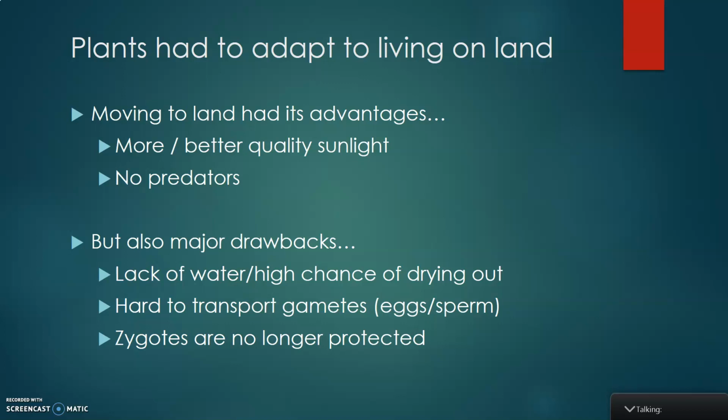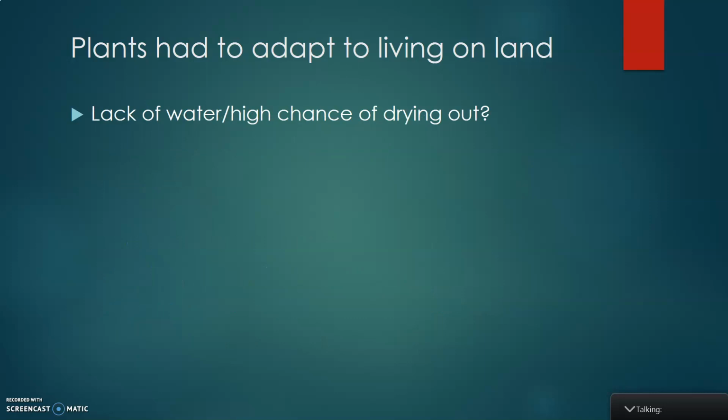And one is that there's a lot less water on land, and so there's an increased chance of desiccation, or drying out. It's also harder for plants to transport their eggs and sperm, or their sex cells or gametes, on land than it is through the water. And in addition, once those eggs and sperm are put together to form an embryo or a zygote, those zygotes don't have as much protection on land as they do in water, particularly from drying out. And so there are some adaptations that all plants have made to move towards land.